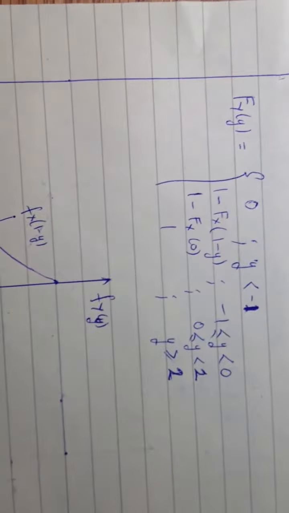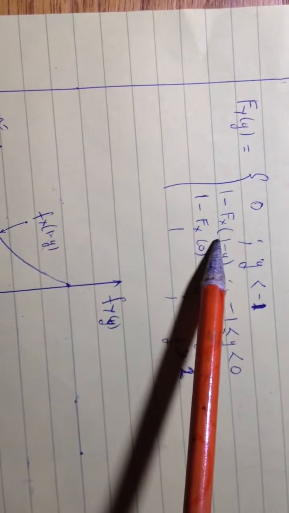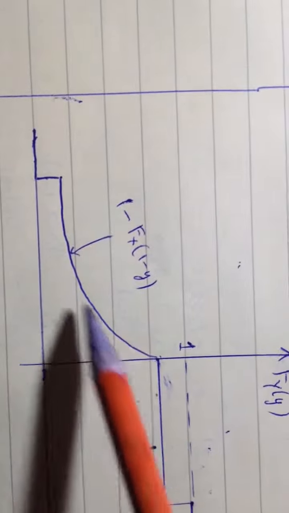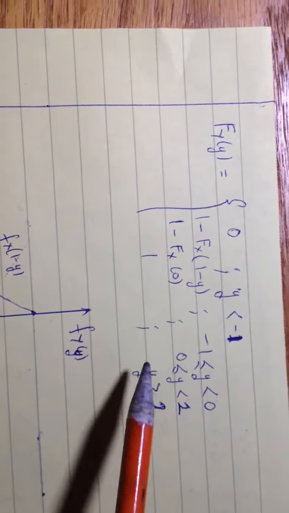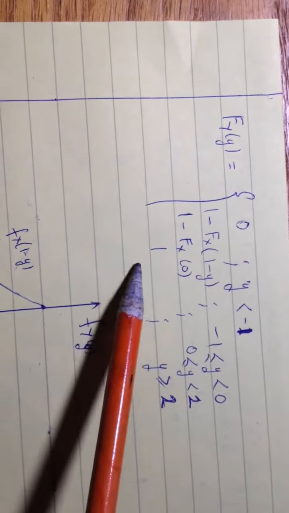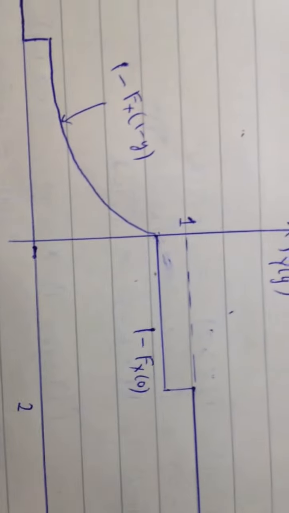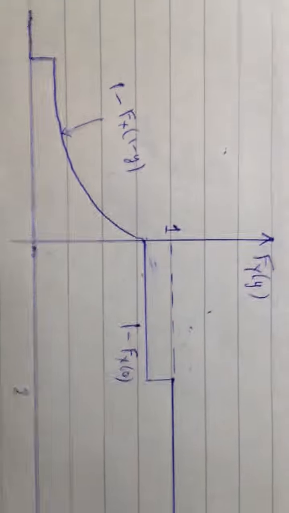which is given here, is 0 for y less than -1. It's a function of y between -1 and 0, which is here. And then it is a constant function between 0 and 2, and then 1 when y is greater than 2, which is shown here. The constant function up to 2, and then 1 after y is equal to 2.